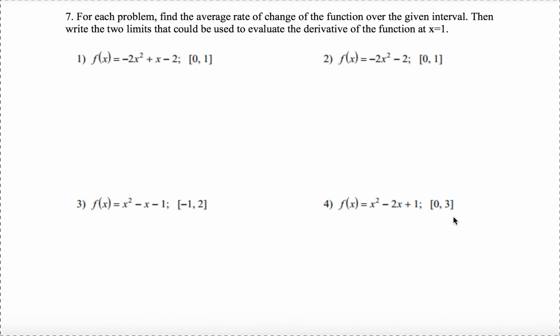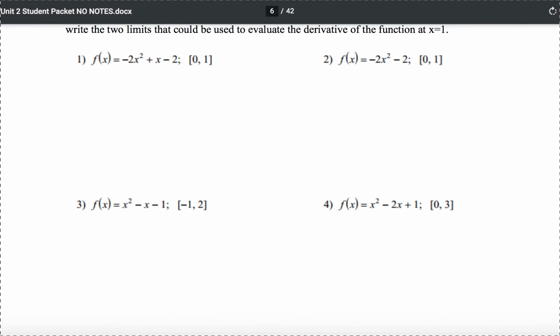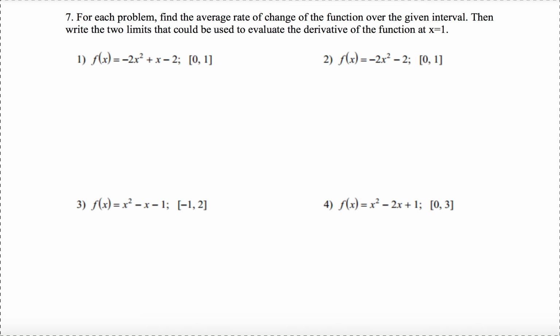All right, I want to do an example here for you before we close out. For each problem, I want you to find the average rate of change of the function over the given interval. So we're given some function and some interval. We want to find the average rate of change over the given interval, and then write 2 limits that could be used to evaluate the derivative of the function at x equals 1. I'm going to show you how I want you to write those, so you just practice writing them.